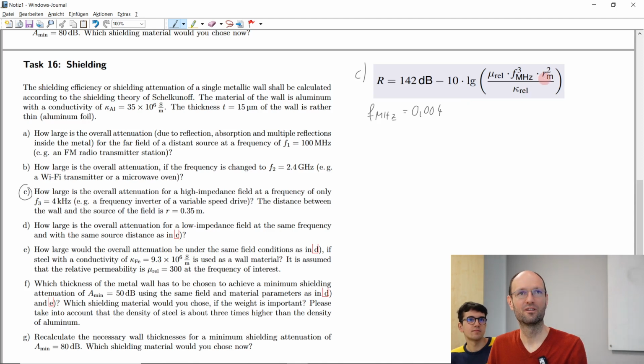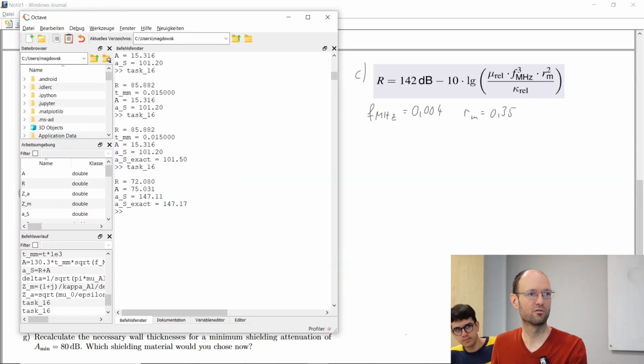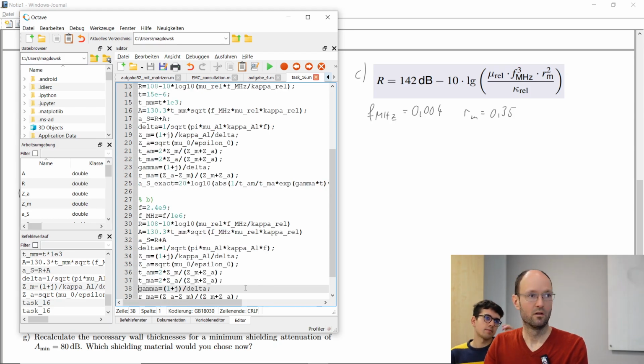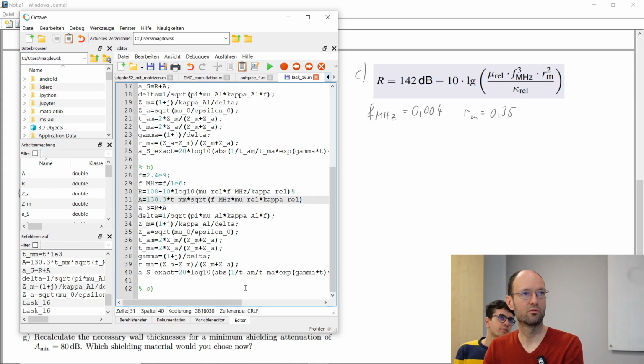Exactly, and so this source distance in meter is already given in meter. So Rm is 0.35 without the unit meter, right? This is just a number. Because otherwise this equation here would not fit in terms of the units. So now in task C we can insert all this stuff into this equation. So I will add a new section here for task C and maybe also escape all the output that we had here from the task before.